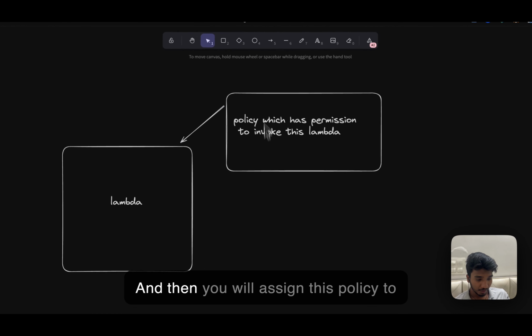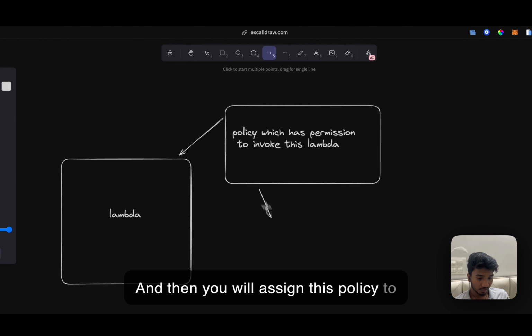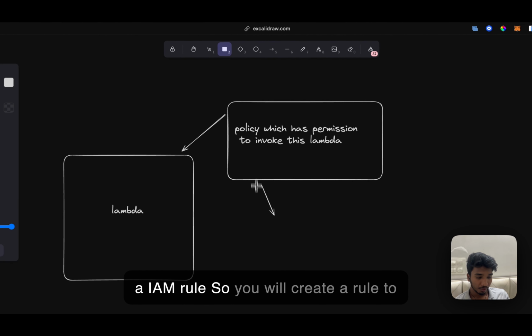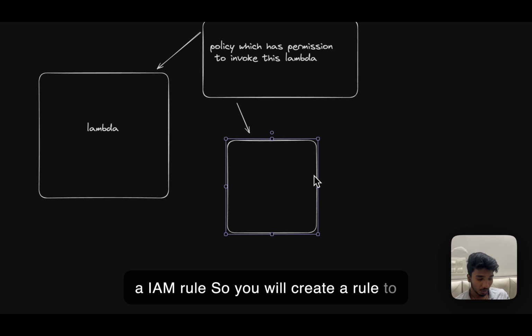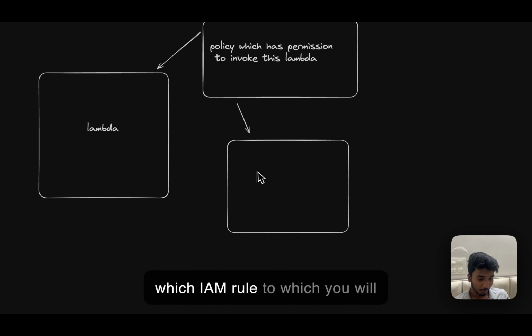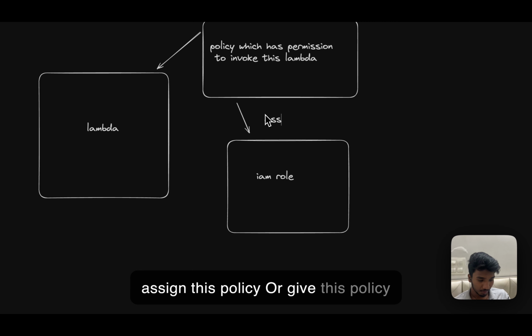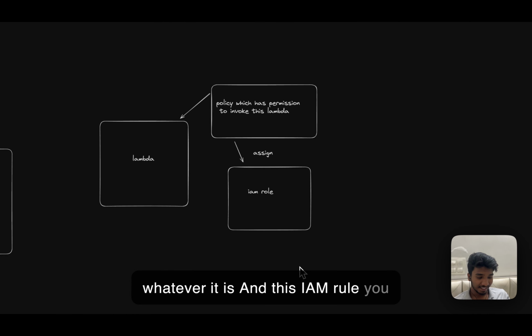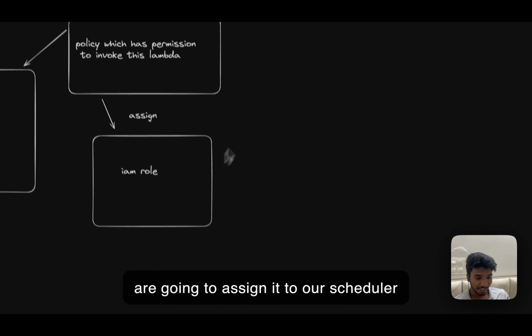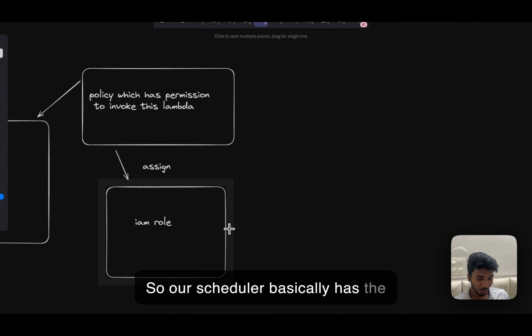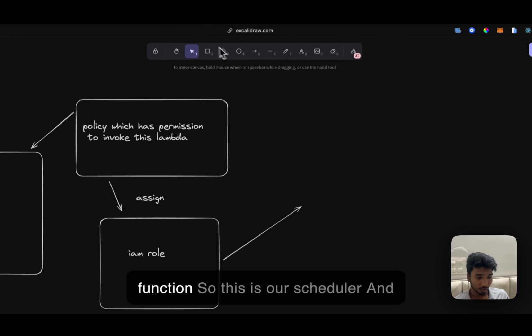And then you will assign this policy to an IAM role. So you will create an IAM role to which you will assign this policy. And this IAM role, you're going to assign it to our scheduler. So our scheduler basically has the permission to invoke the Lambda function.